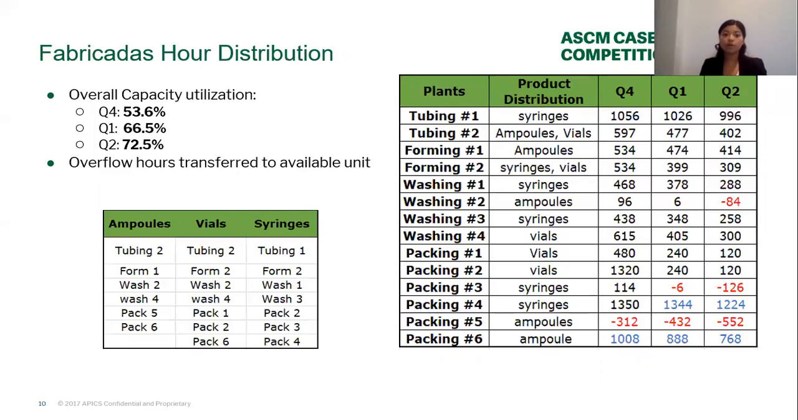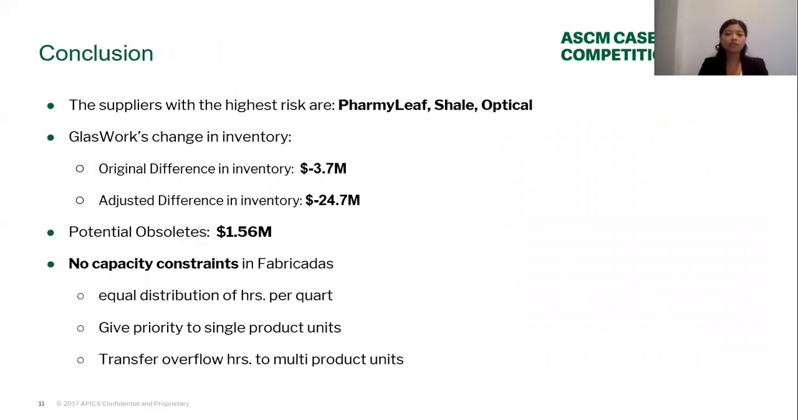Now, from our analysis, we can conclude that the suppliers with the highest risk were Farmily, Shell, and Optical. Glassworks' change in inventory with the adjusted demand came out to be negative 24.7 million, and potential obsoletes equaling $1.56 million. No capacity constraints were found in Fabricata's, with equal distribution of hours per quarter and giving priority to single product units, and transferring overflow hours to multi-product units.